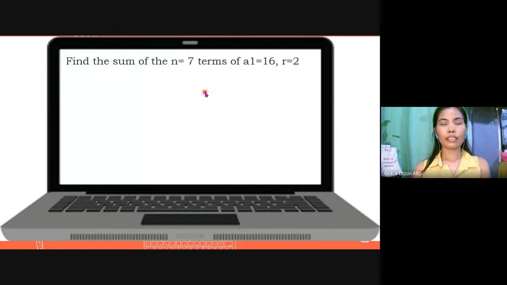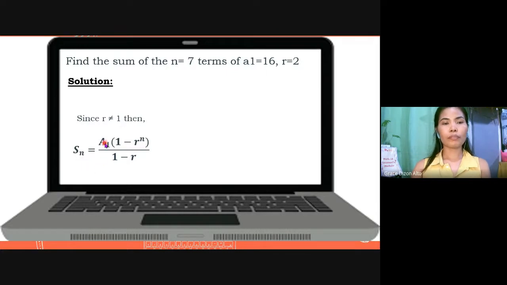Next, another problem. Given, find the sum of the n is equal to 7 terms, A sub 1 is 16 and the ratio is 2. Since our ratio is 2, which is not equal to 1, we will be looking for condition number 1. Using the formula, S sub n is equal to A sub 1 times the quantity of 1 minus r raised to n all over 1 minus r.